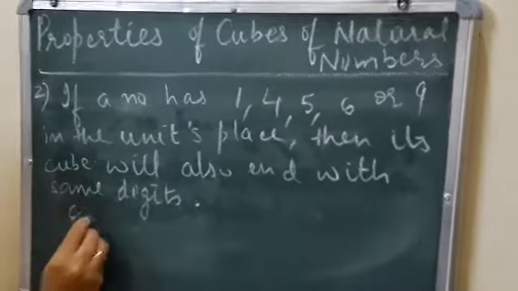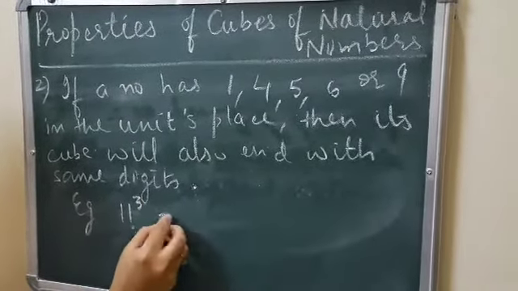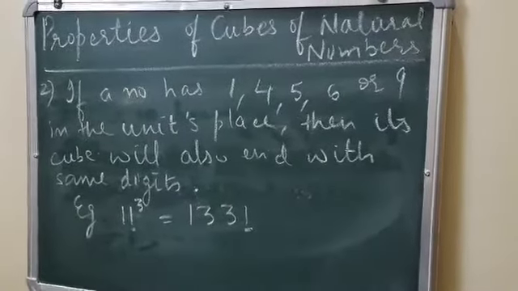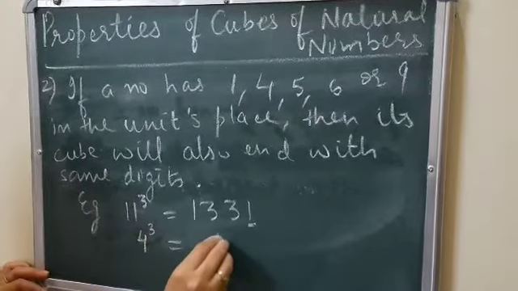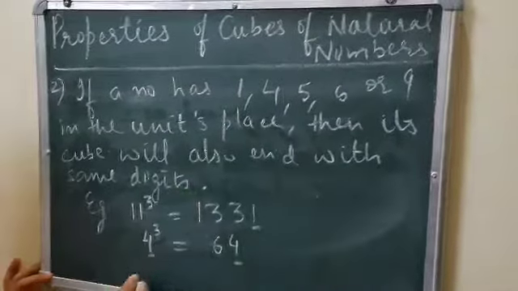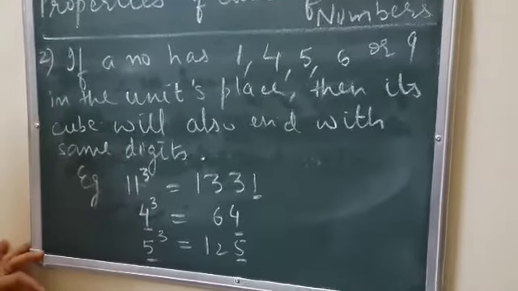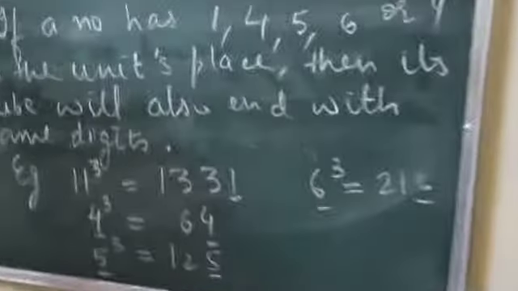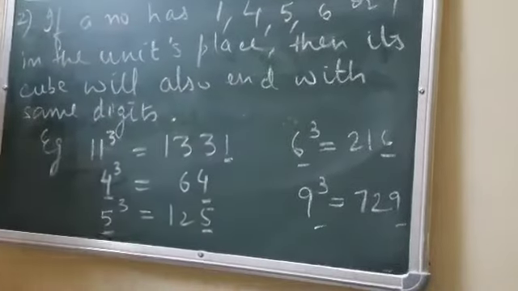For example, let us take the cube of 11. The unit digit is 1. Its cube is 1331. So you can see that the unit digit is 1 again, right? If I take the cube of 4, 4 cube is 64. So again you can see that the unit digit is the same. Take 5, 5 cube is 125. Again the unit digit is the same. 6 cube is 216, unit digit is the same. 9 cube is 729, unit digit is the same.